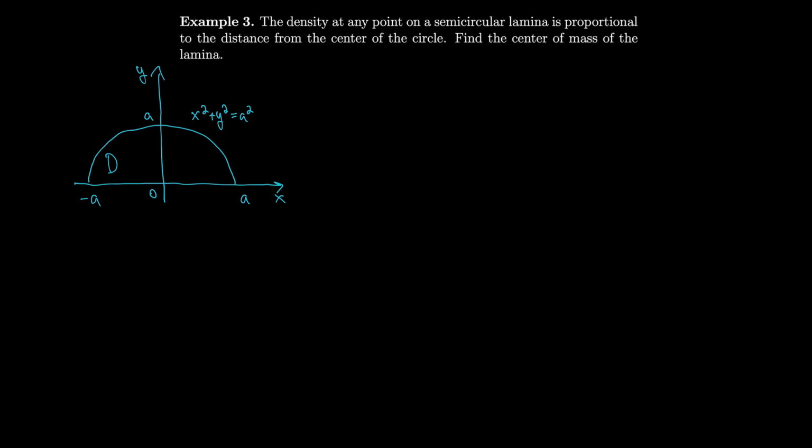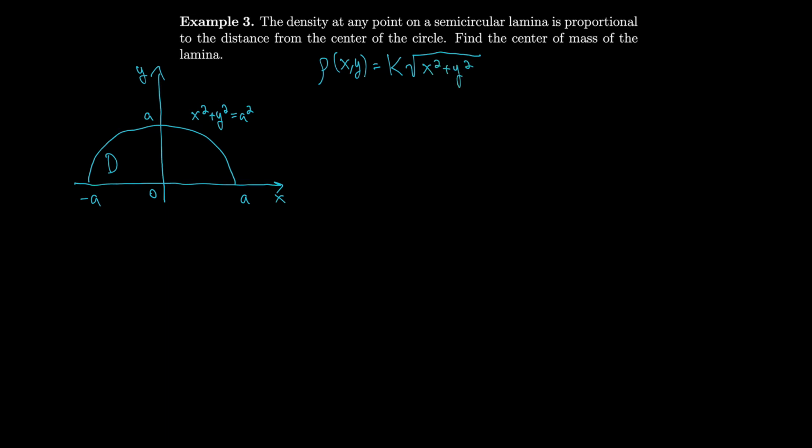So we need a density function also. They didn't give us that either. So we said rho of xy is proportional to the distance from the center of the circle. So that means it's some constant times the distance from the center. So I'm going to make the constant k. The distance from the center is just the distance formula, so that's the square root of x minus 0 squared plus y minus 0 squared, so that's just the square root of x squared plus y squared.